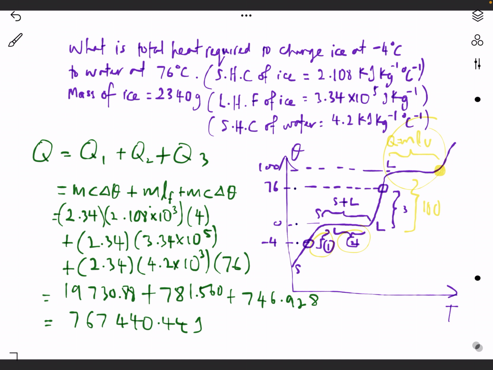And then you add up all the numbers, you will get the total heat required to change it from -4 degrees Celsius ice to 100 degrees Celsius. I'm giving one example: if it turns to gas at 100 degrees Celsius. That is one example. That is what you have to do.